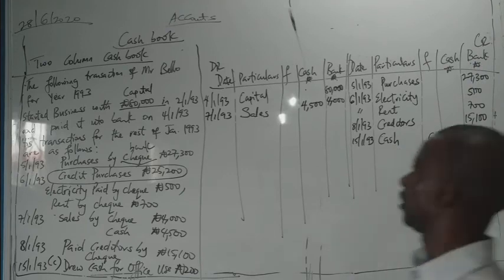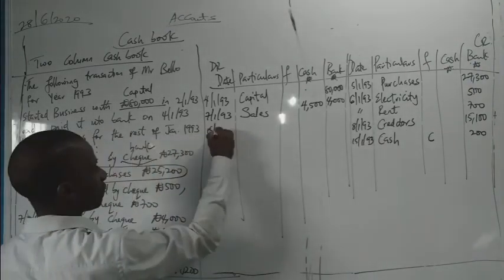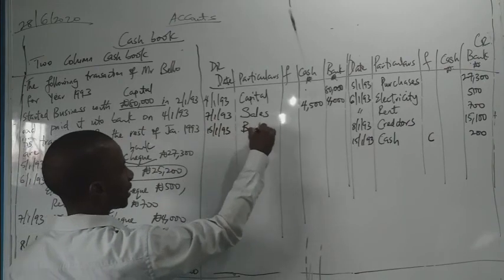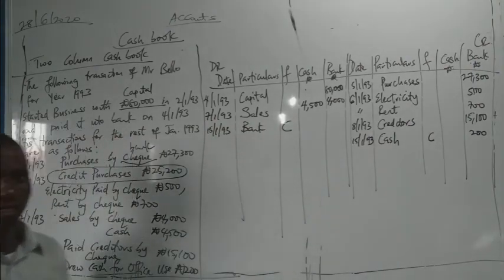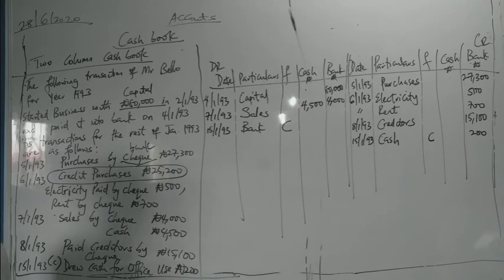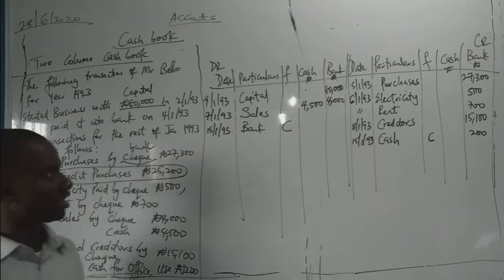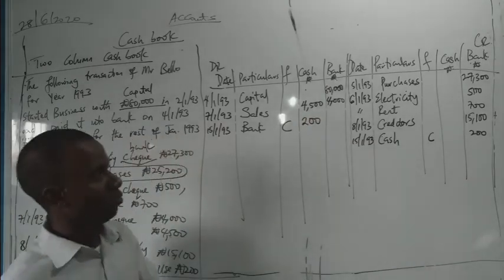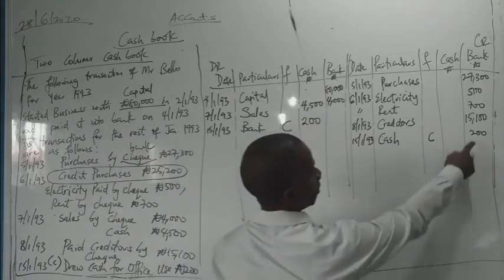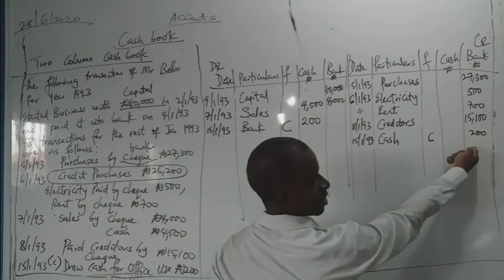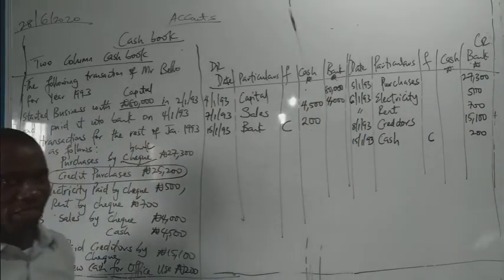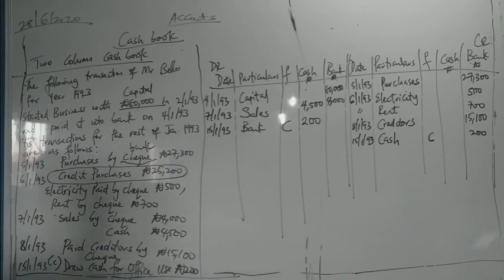Then we will still come on the debit side. 15 January 1993. We'll write bank. We'll put C. C there signifies what? Contra entry. We will now put it on cash here. What this means is money was withdrawn from this bank account, which is credited, and given to cash account, which is what? Debited. So that is the transaction for here.